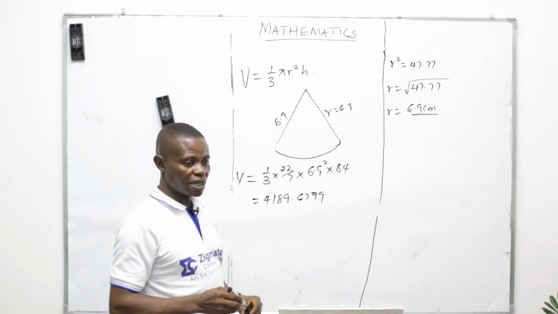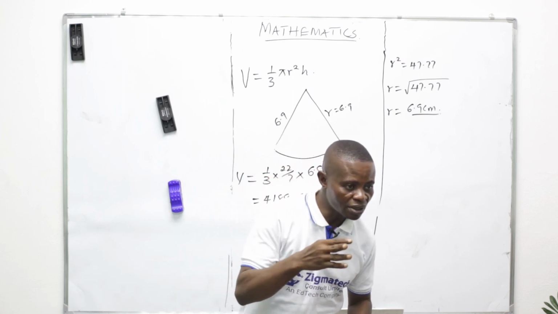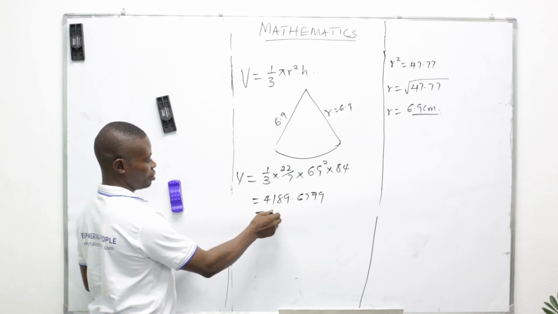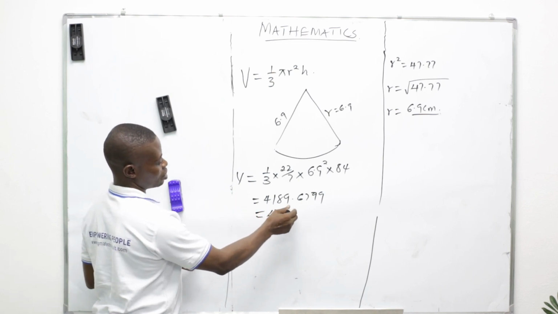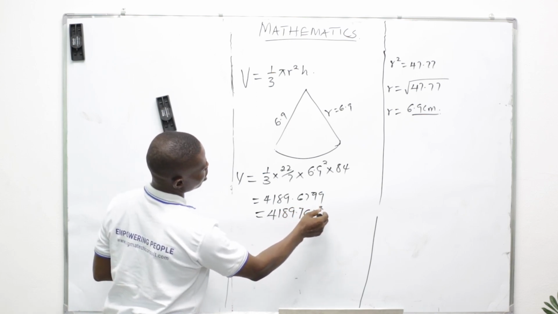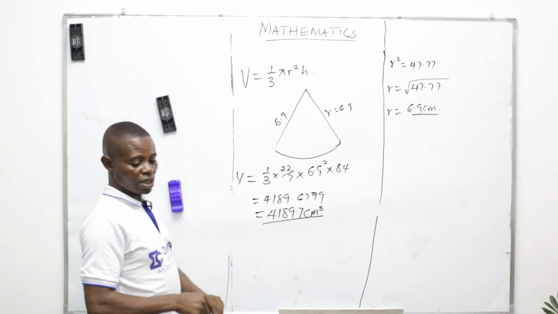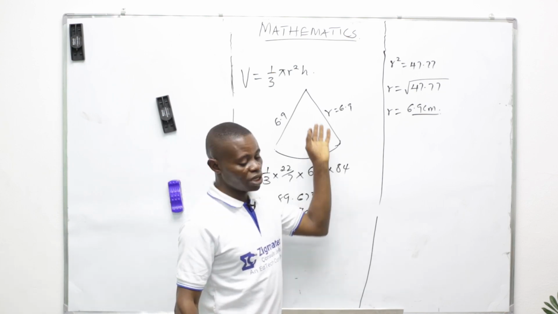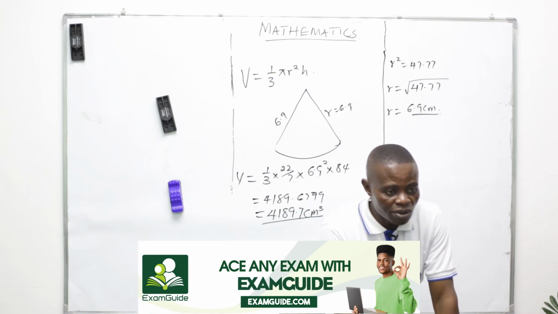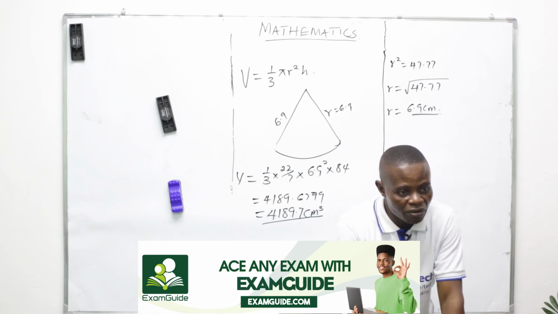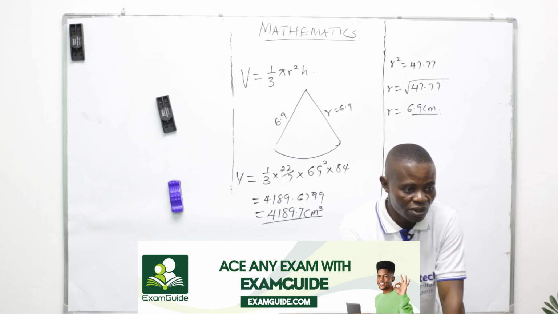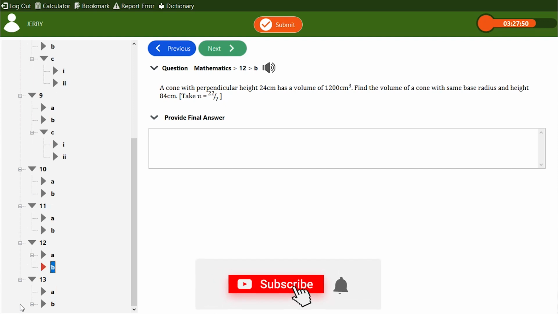Now let us follow the instruction correcting to whatever. Okay. So we have 4189.7 cm³. This is the volume of the other cone having the same base radius as that of cone with height 24 cm. Question number 13.